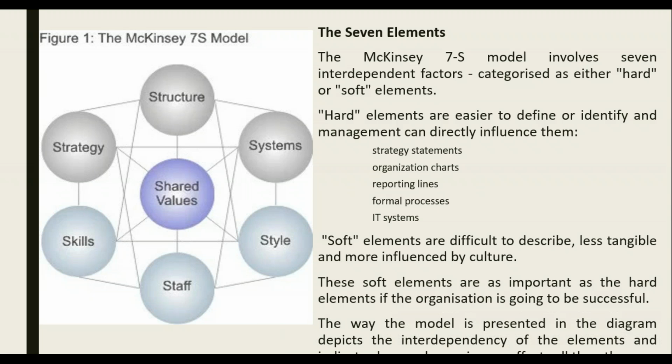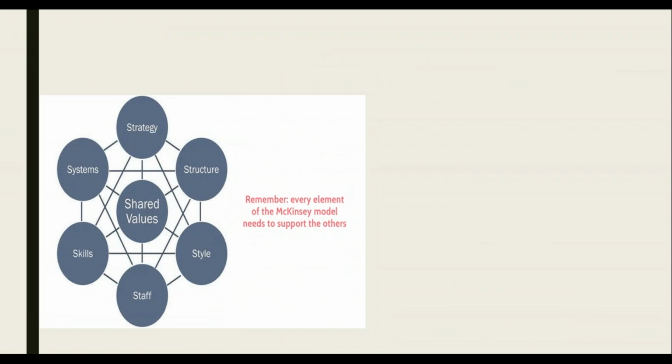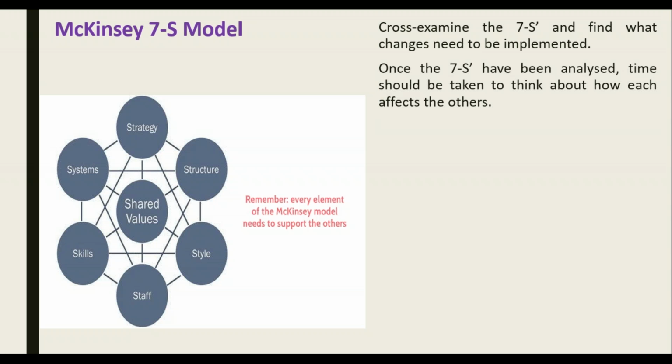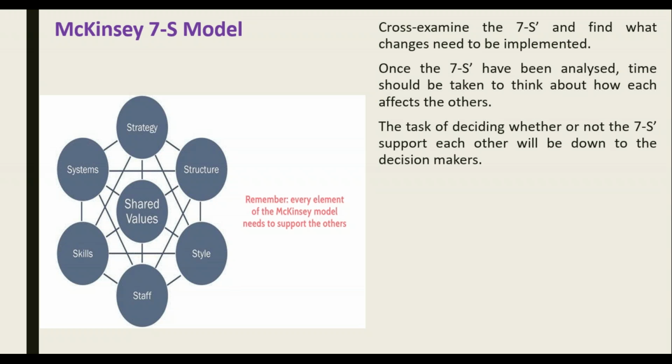When using McKinsey's model, it's important to cross-examine your findings and find what changes need to be implemented. So it's incumbent to say that once the 7 S's have been analysed, time should be taken to think about how each affects the others. The task of deciding whether or not the 7 S's support each other will be down to the decision makers. For example, look at whether the organisational structure supports strategy, or how they're both helped by the systems, and how all three reflect the organisation's shared values.